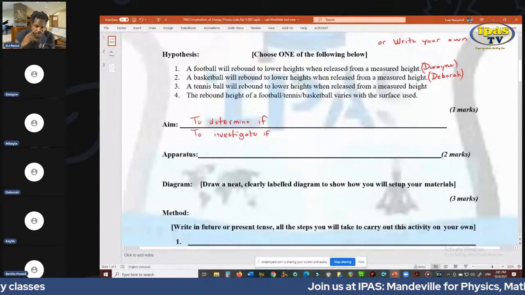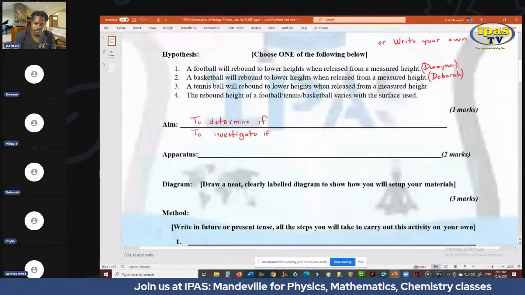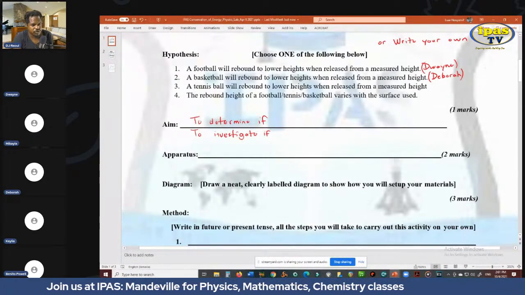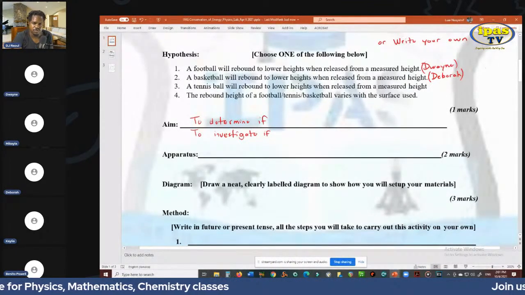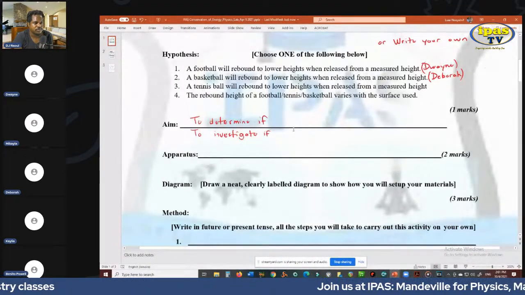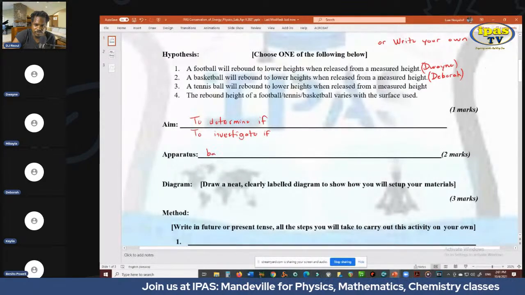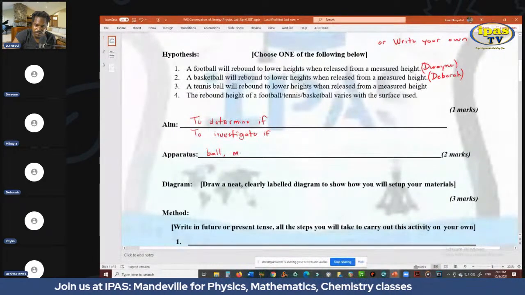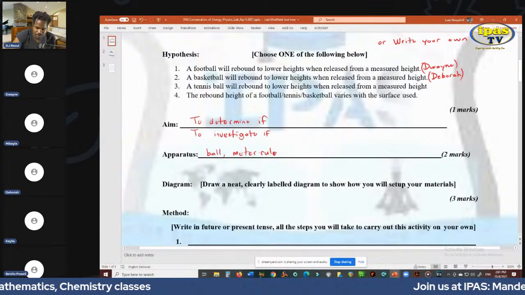Then now we can go to the next part, which is the equipment or the apparatus. All right. So if we are doing this experiment now, tell me some of the things we might need for this experiment. Ball. Very good. Most obviously the ball. So a meter rule. Very good. Meter rule, you could use that. Or what if we didn't have a meter rule? What else could we use?